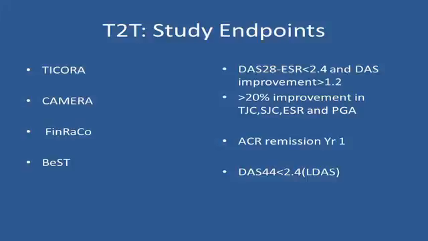And the TICORA trial I'll discuss in just a few minutes, the CAMERA trial, which was early RA, looking at methotrexate with computer adjustments of the dose depending on disease activity, the FINRACO study, and then Artie's already mentioned the BEST trial, and I'll just show you a couple slides on that as well, which used a DAS-44 of less than 2.4 as their target.